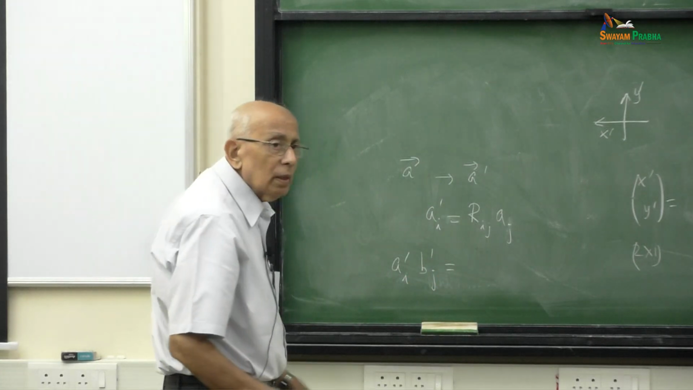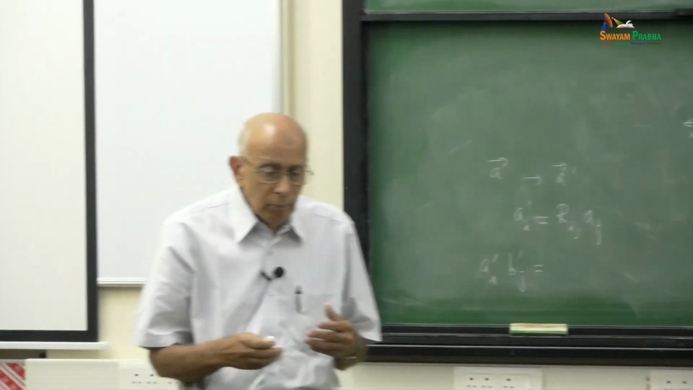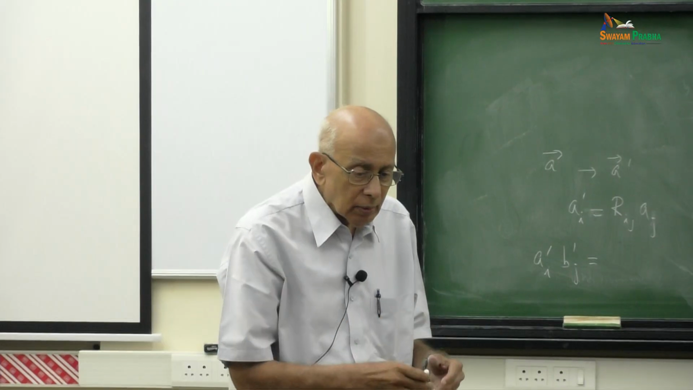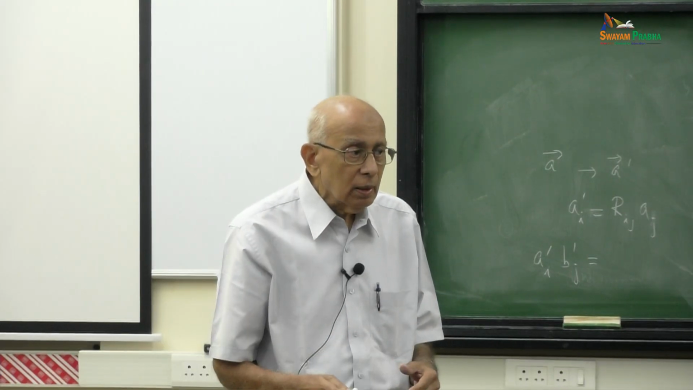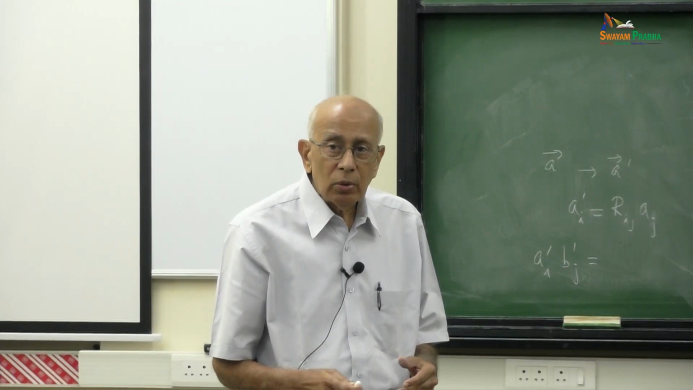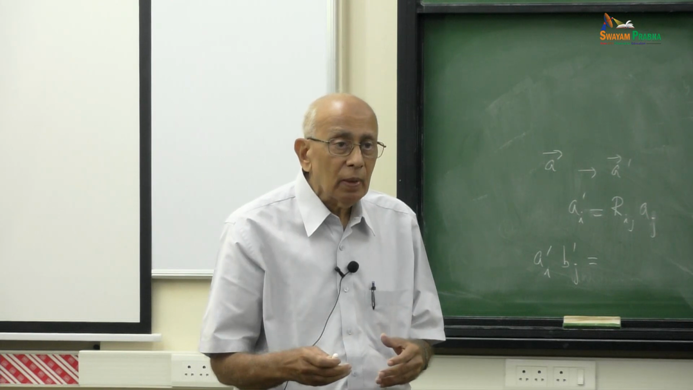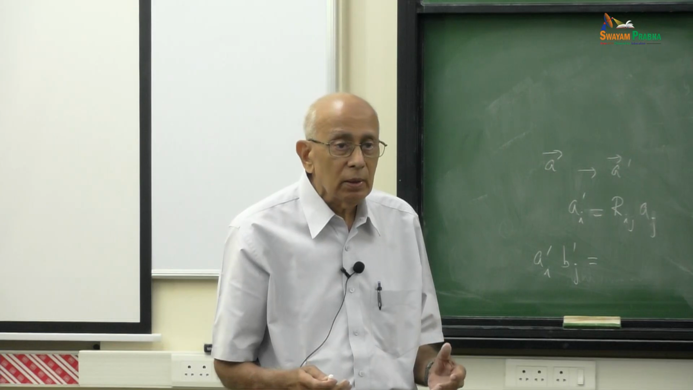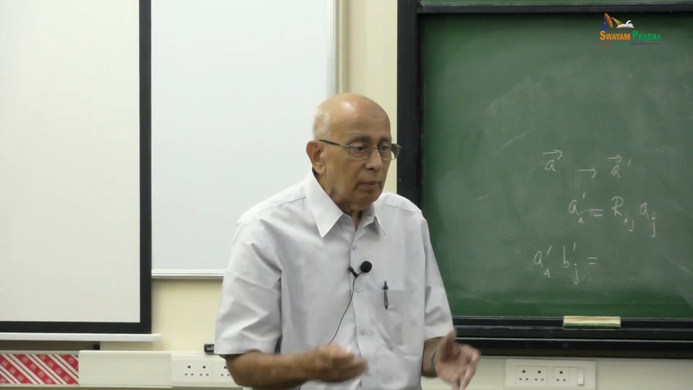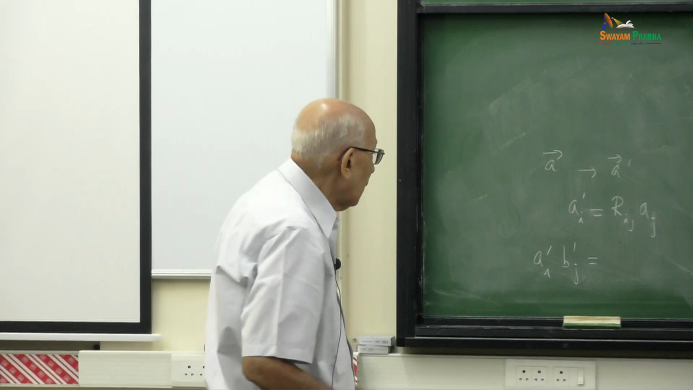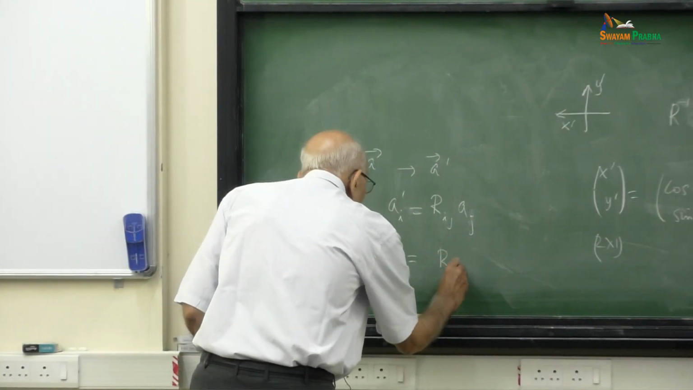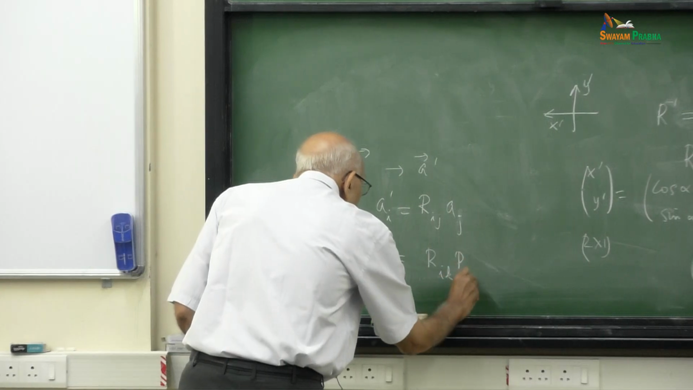I take 2 vectors. Now you are used to the scalar product of 2 vectors, which is the dot product, which means A1 with B1, A2 with B2, etc. You can form other combinations. You can form A_i with B_j, and if i and j each run from 1 to n, you have n squared quantities, which you can write as an n by n matrix, right? That matrix will transform like this: R_ik R_jl.